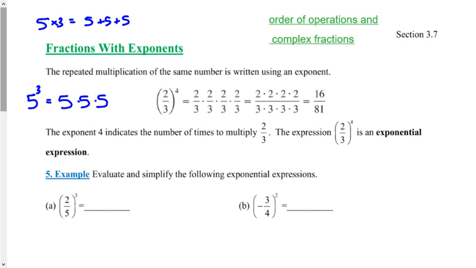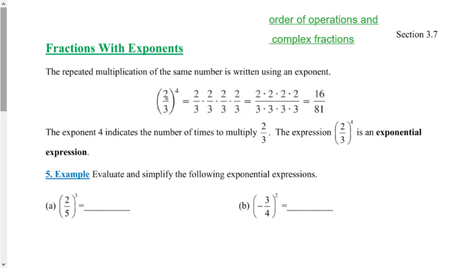So when you have 2/3 to the fourth power, then that means you would write 2/3 4 times. So you can see we did that. We have it 1, 2, 3, 4 times, and then you're going to multiply. Now the nice thing that we've already discovered about fractions is that when you multiply fractions, you just multiply straight across the top and straight across the bottom. 2 times 2 times 2 times 2, that's 16. 3 times 3 times 3 times 3, that's 81.